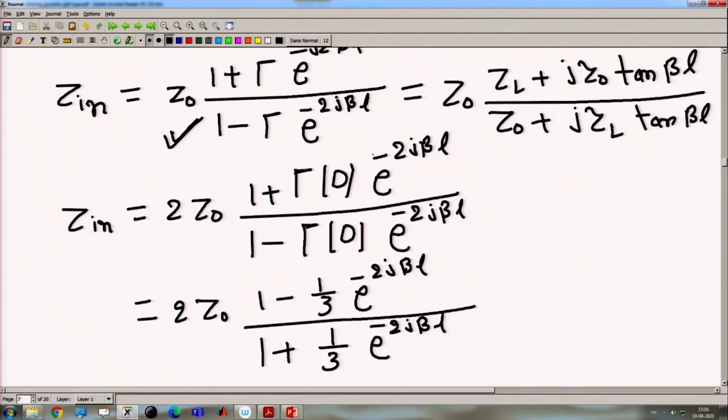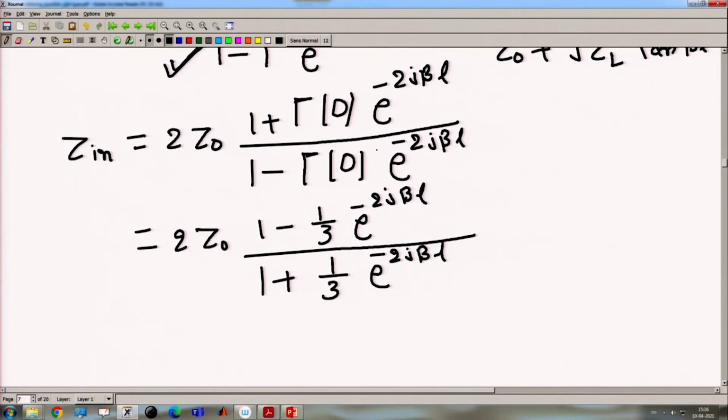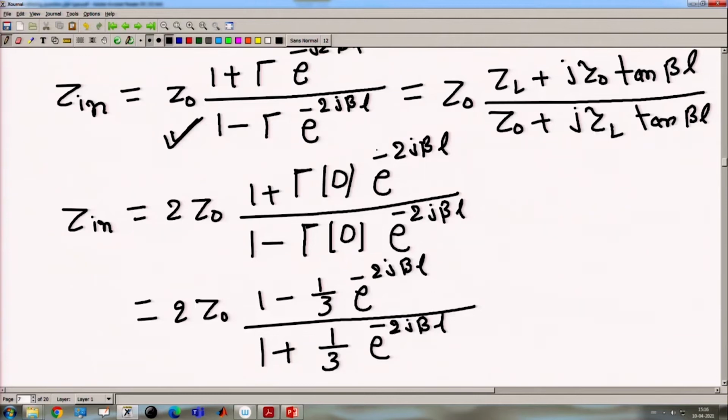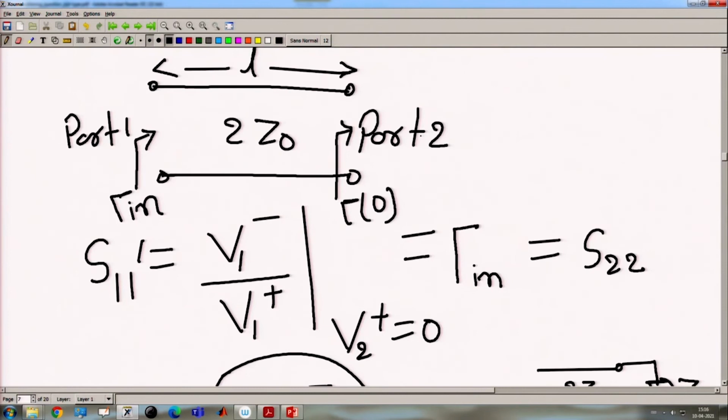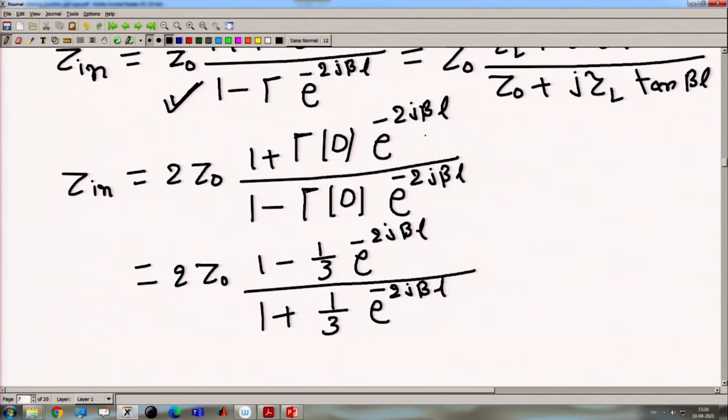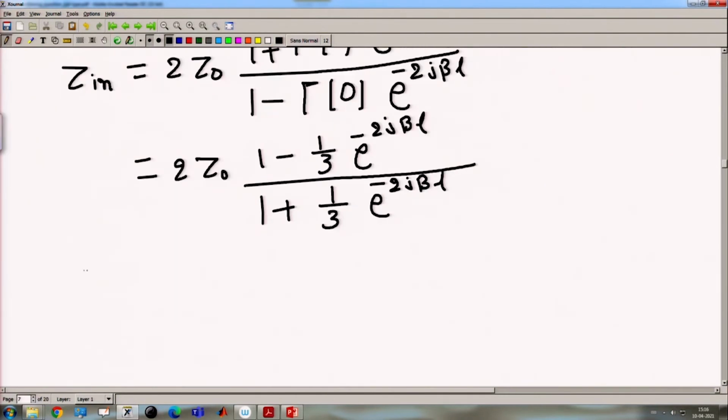This will come as Z in. We are finding Z in first, and from this Z in we can find gamma in.